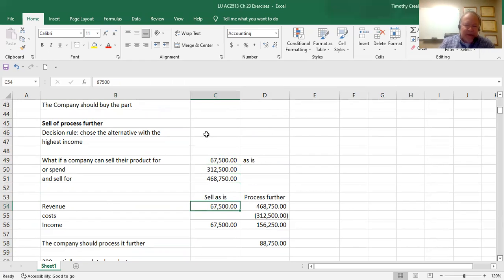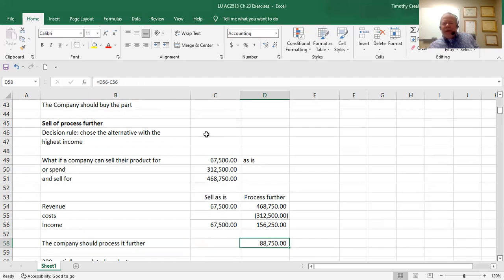Revenues: if we sell as is, we make 67,500. If we process further, we'll make 468,750. Our additional cost would be 0 if we sell as is, 312,500 if we process further. So our income would be 156,250 if we process further, and 67,500 if we sell as is. So in this case, the company should process further because they're going to make an additional $88,750 to process further.